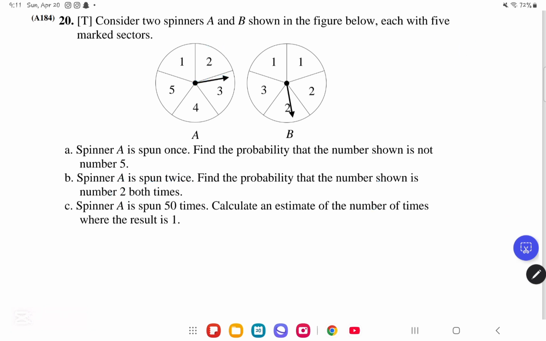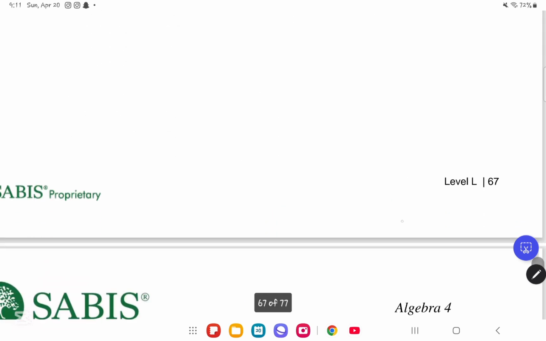In part B, they said spinner A is spun 50 times. Calculate an estimate of the number of times where the result is 1. So 50 times the probability that the result is going to be 1. The result that it will be 1 is 1 out of the total, which is 5. So 50 times 1 over 5 is going to be 10 times. So an estimate is that you're going to get about 10 times the value 1.